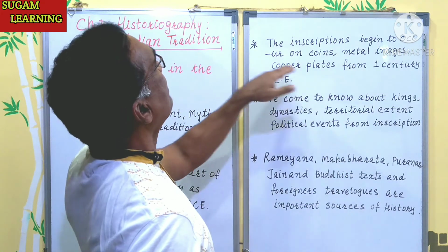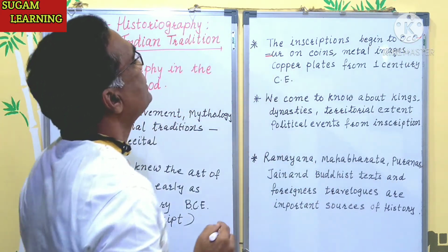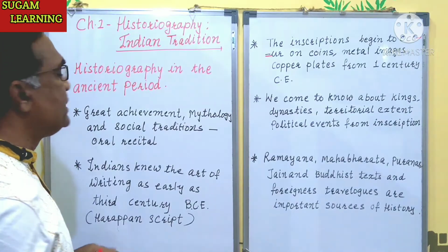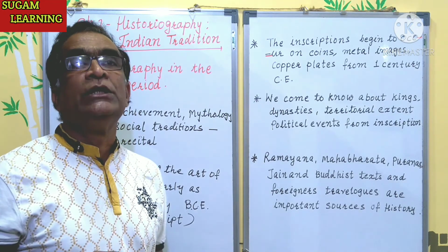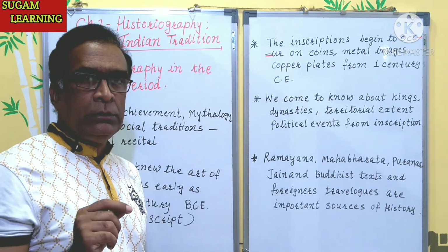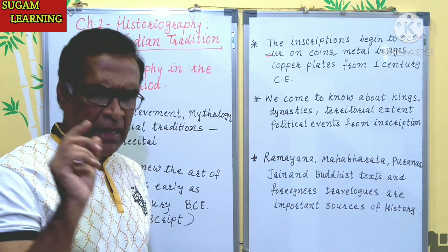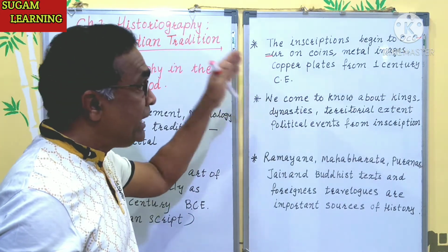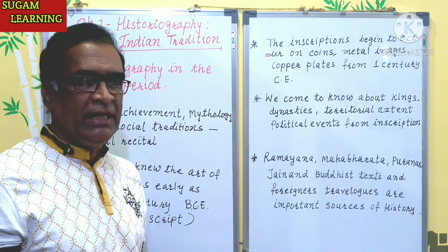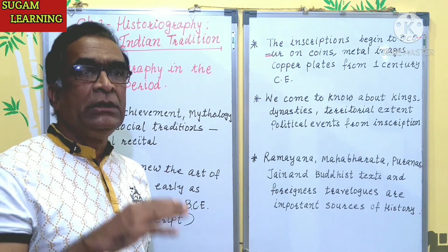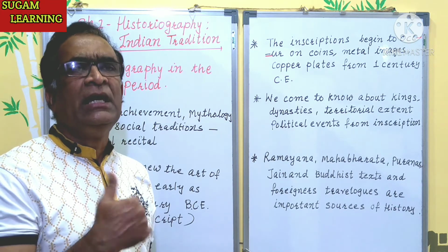The inscriptions begin to occur on coins, metal images and copper plates from the 1st century CE. Till the Harappan civilization, we knew that inscriptions were largely made on stone walls. Stones and slabs of stone were the only places where inscriptions were made, along with some coins and seals. But from the 1st century CE, now see, the time phase has changed. CE means the contemporary era.